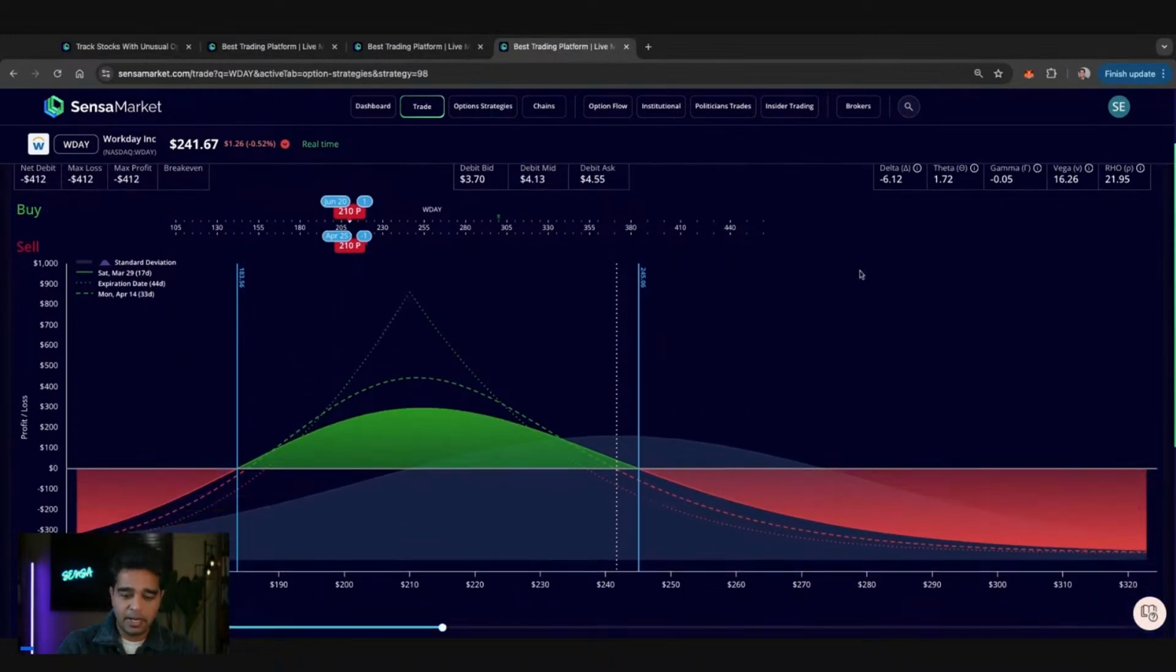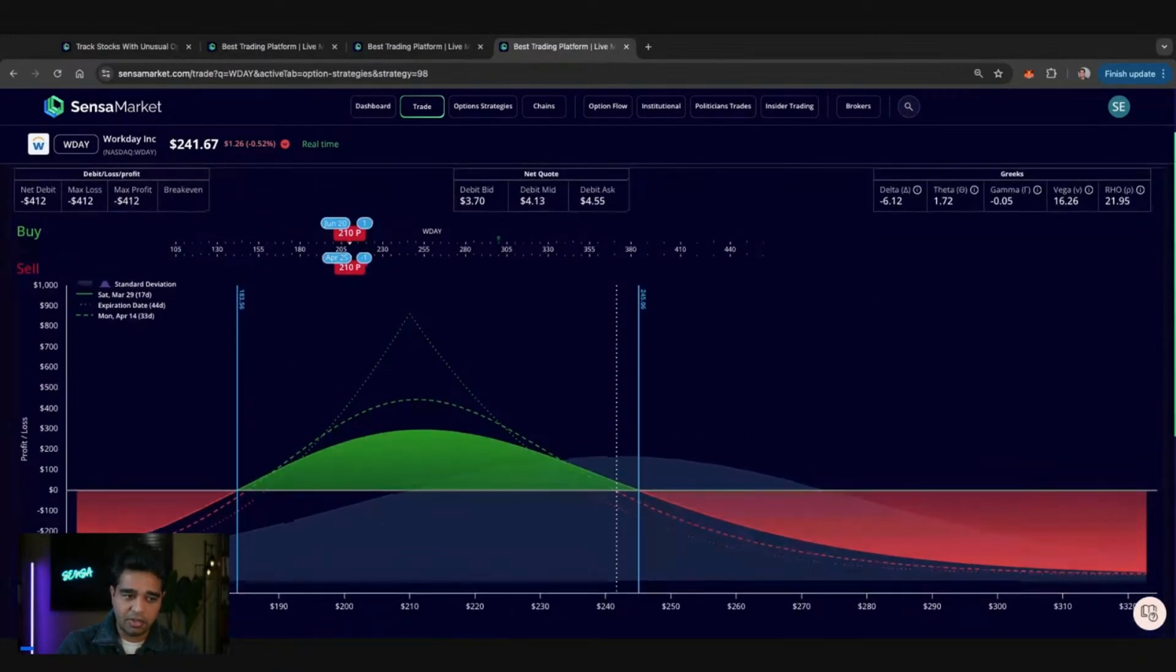So you are betting that if Workday in this case falls below this particular break even, which is 245, you will be making profit in this particular green zone. And the green zone ends somewhere around 183, and if it goes beyond that, you will be at a loss. Again, if stock goes more than 245, then you'll be at a loss.